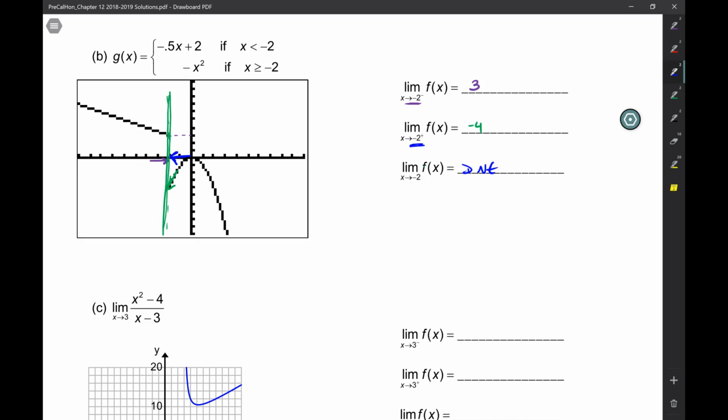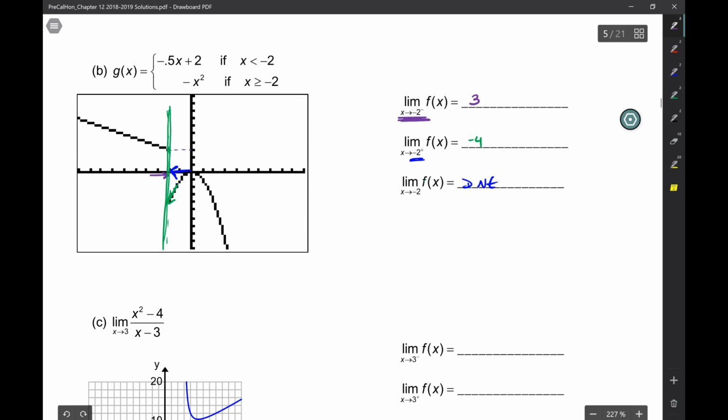Now, Rachel and I were kind of sidebarring here. Very rarely will you be given both the graph and the function. Sometimes you'll be given just the graph, and you need to know how to do this. Sometimes you'll be given just the function, and you need to do that. So let's do this one more time with just the function.